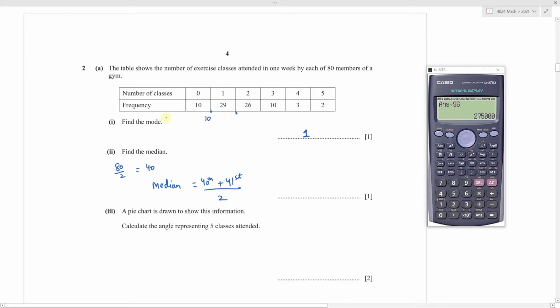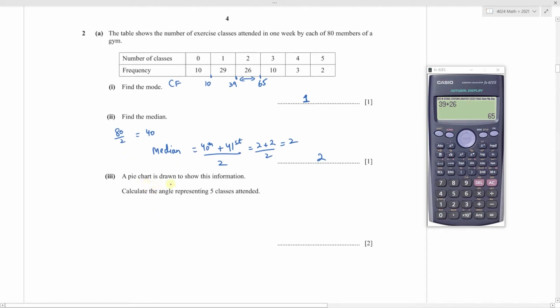So this is like a cumulative frequency row that I am adding. So up till here you have 10 values, 29 plus 10, you have 39 values up till here, 39 plus 26, 65 values up till here. So your 40th and 41st value is in this interval where your number of classes is 2. So your 40th value is 2 and your 41st value is also 2. 4 divided by 2, 2. So your median is 2.